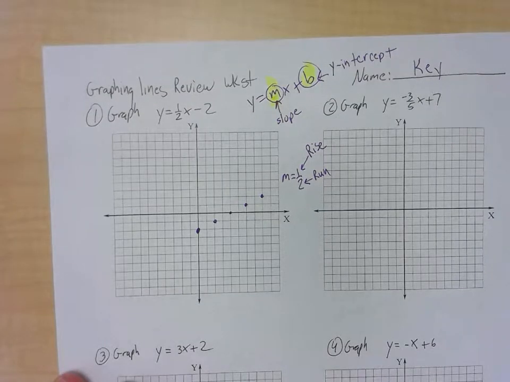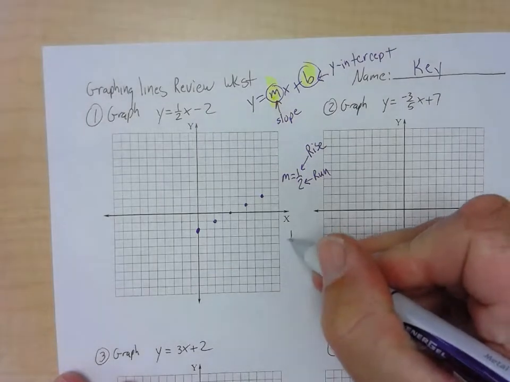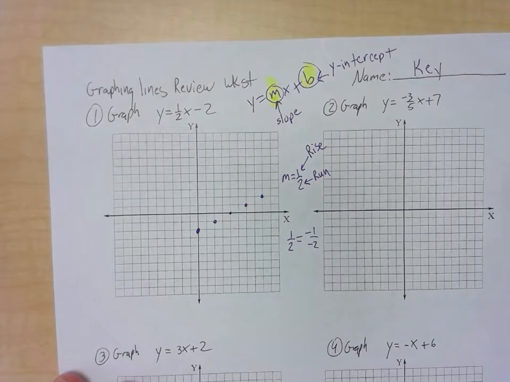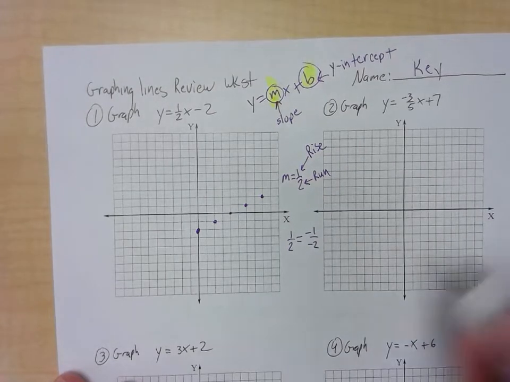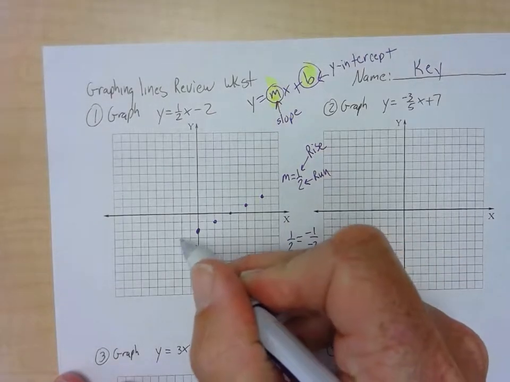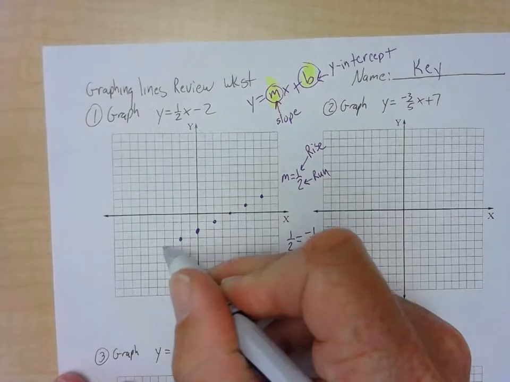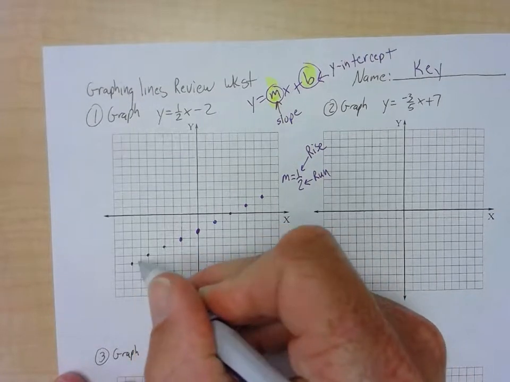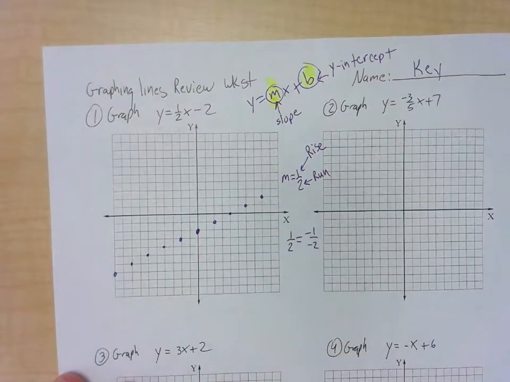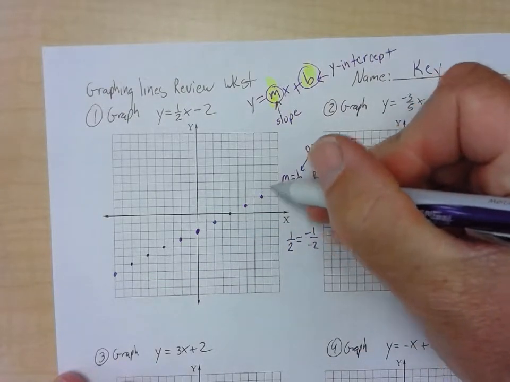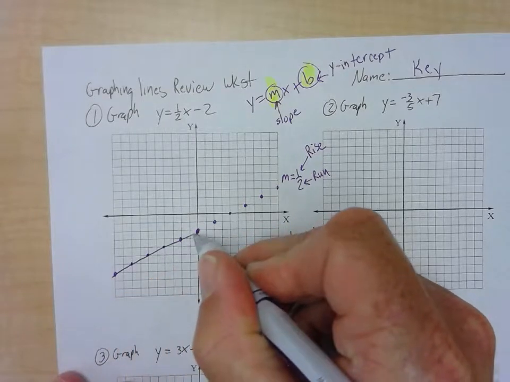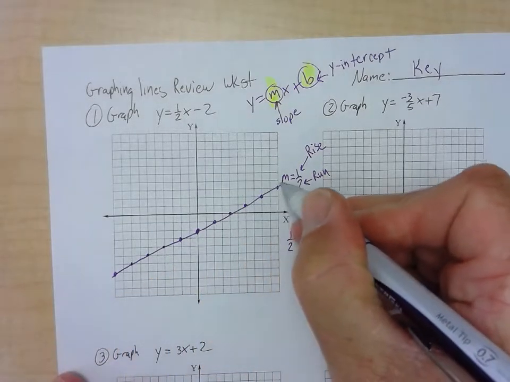Now we can go the other direction if you want to, because 1/2 is the same thing as -1 over -2. So instead of going up and over, we can go down and back. Down 1, back 2, down 1, back 2. So now you can see, I'm really close. I'm just going to finish it off there. So there's my line. That's how it slopes.